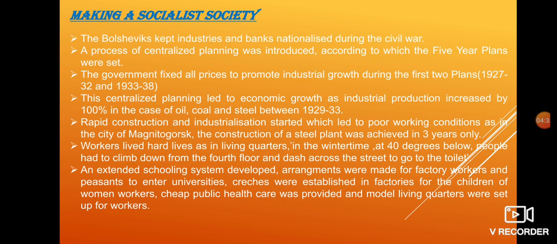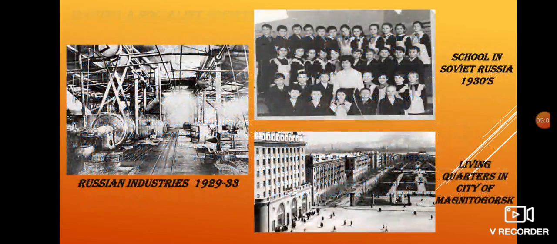An extended schooling system also developed after the revolution. You can explain this as a positive effect of the revolution. An extensive schooling system developed. Arrangements were made for the factory workers and peasants to enter universities. Creches were established in the factories for the children of the women workers. Cheap public health care was provided, and model living quarters were set up for the workers.